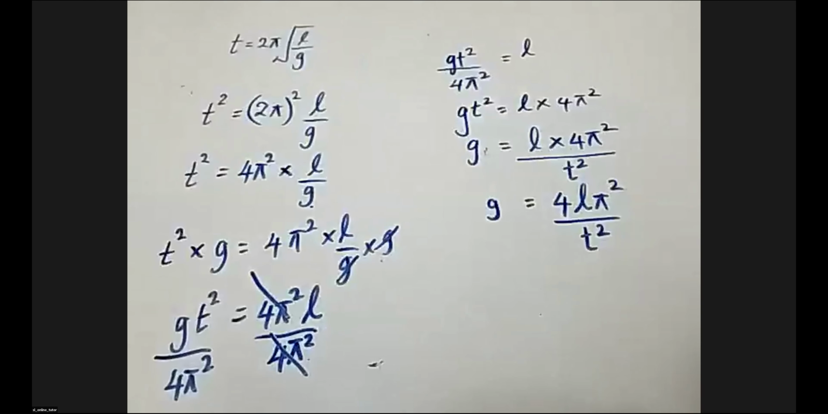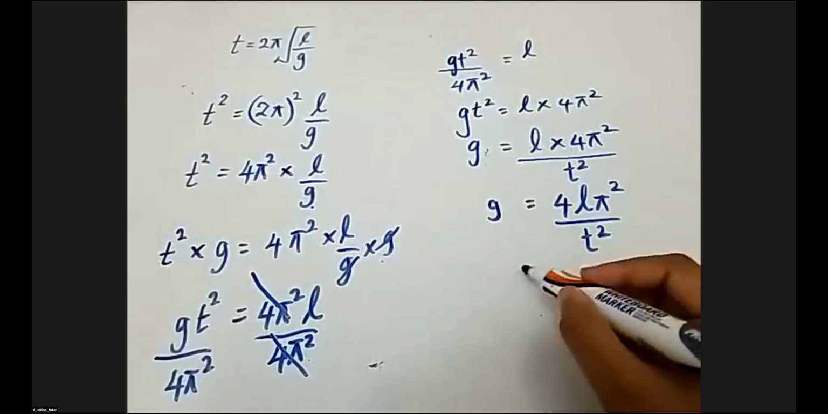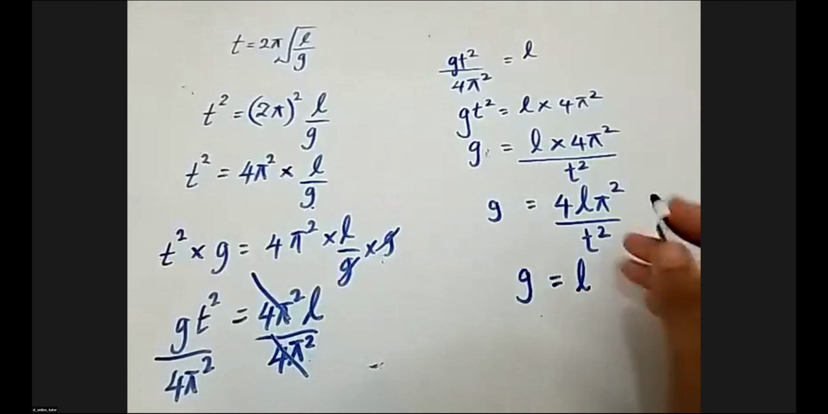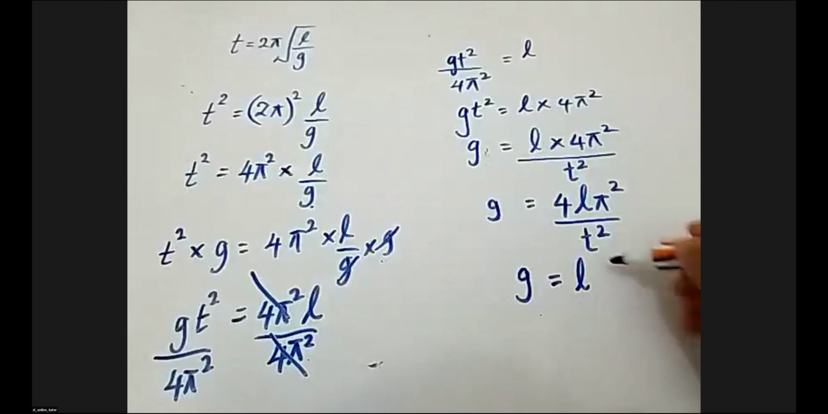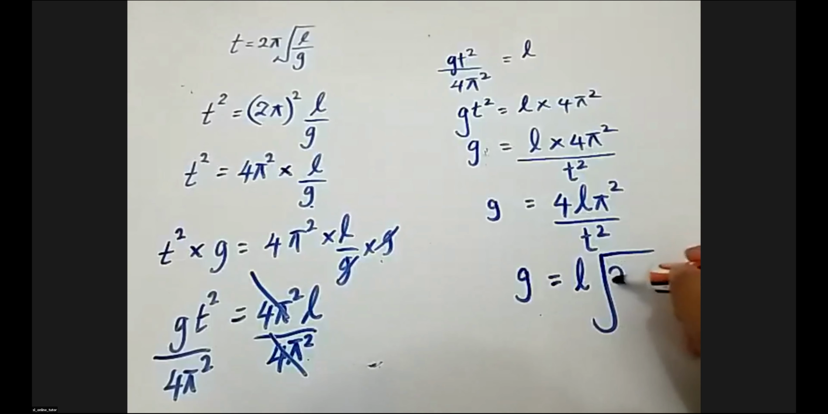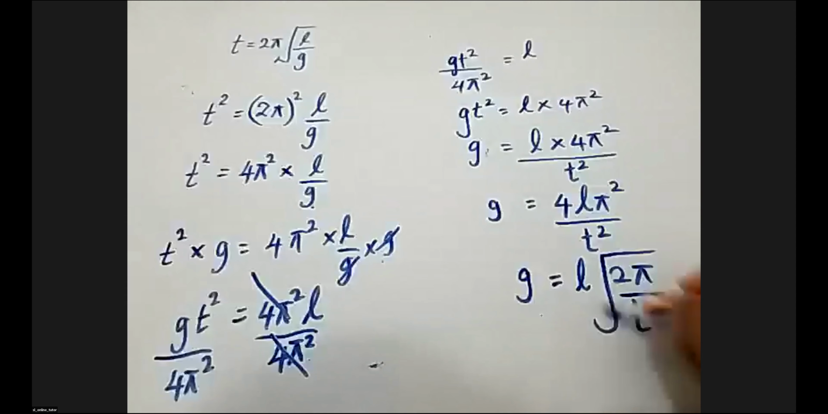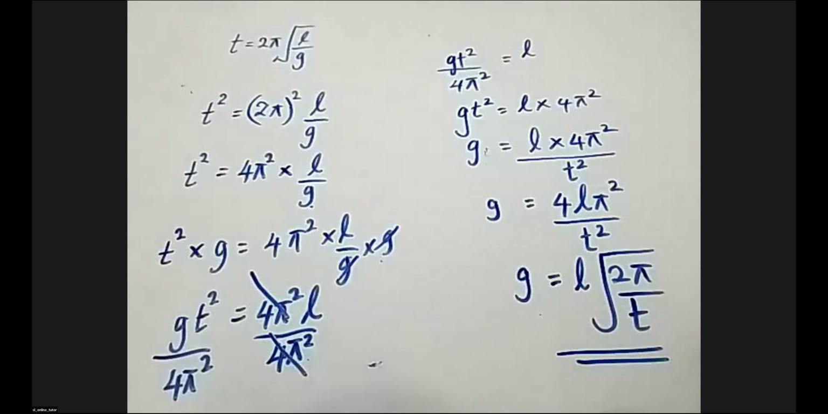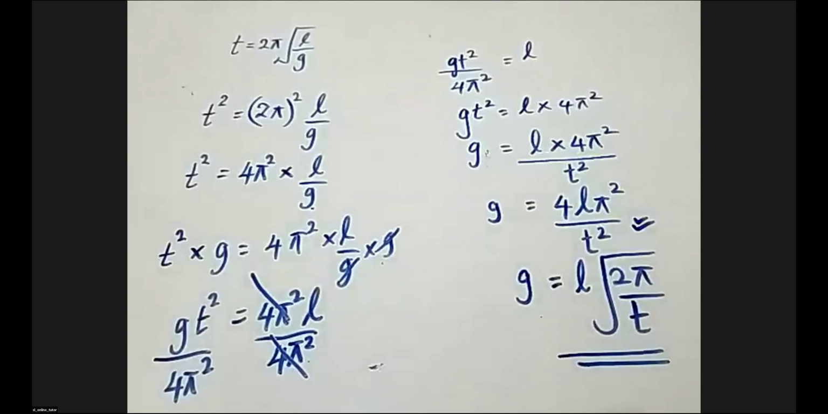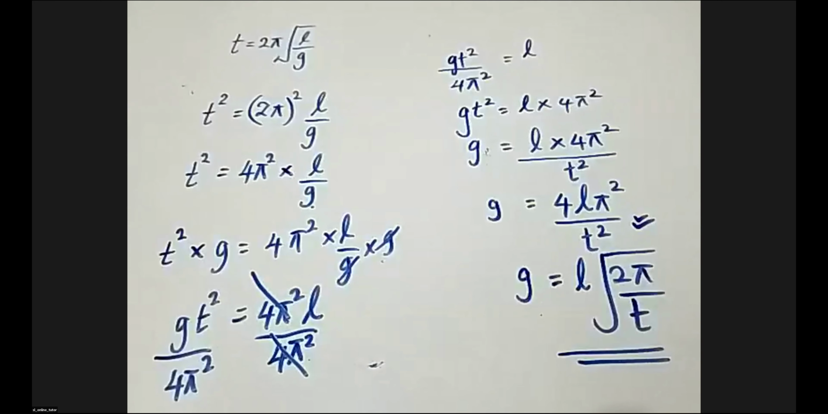I can simplify because all square terms are there. I can take L alone, it's a single term. Other everything I can put in a bracket. No, sorry, in a square root. This is the final answer. Its answer is accepted. Did you understand?